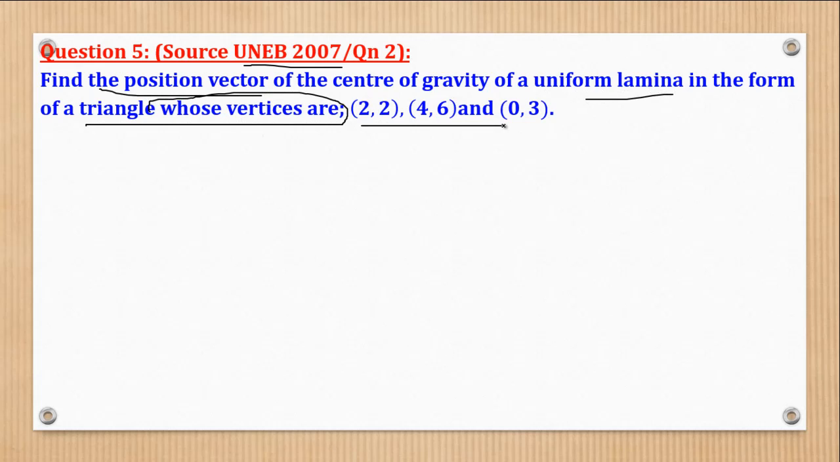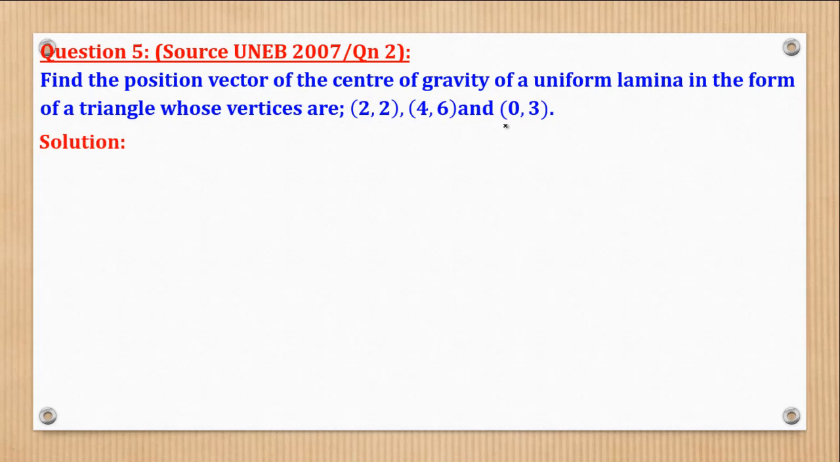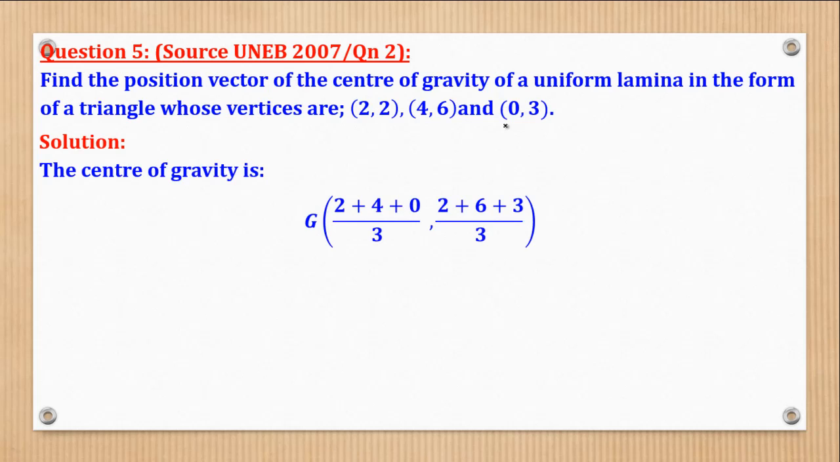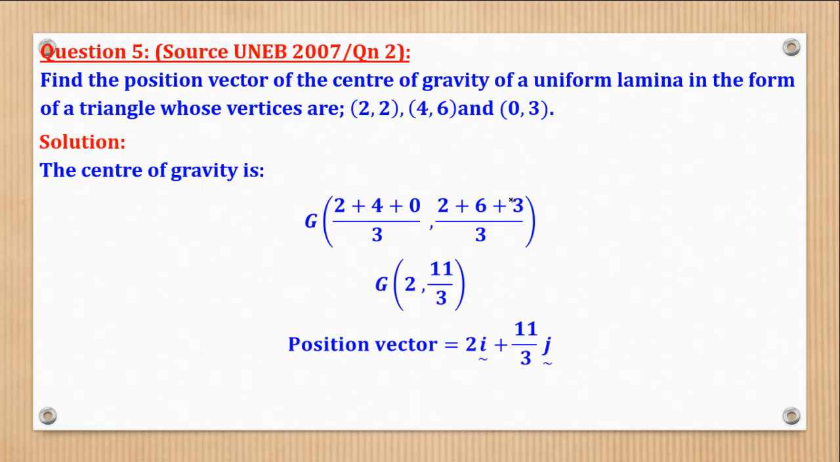Now this is a little unique from what we have been doing. But what we need to know is that if those coordinates are vertices of a triangle and the triangle is the lamina, then the center of gravity is got by getting the average of each coordinate. So the x coordinates, get the average of all the x coordinates, and also the average of all the y coordinates. It gives you the coordinate of the center of gravity, as simple as that. Position vector, you write in vector form.